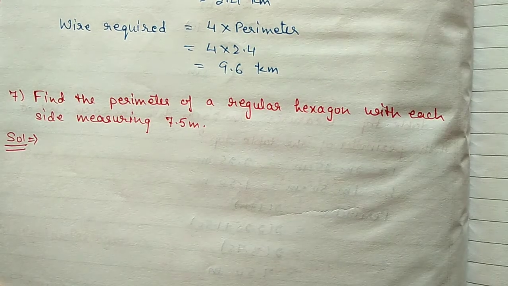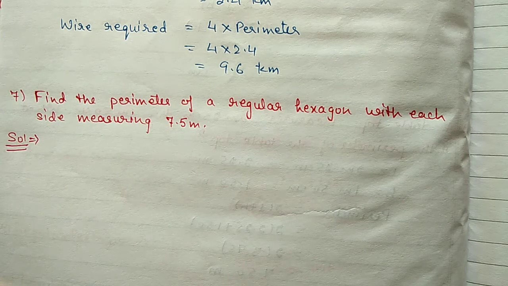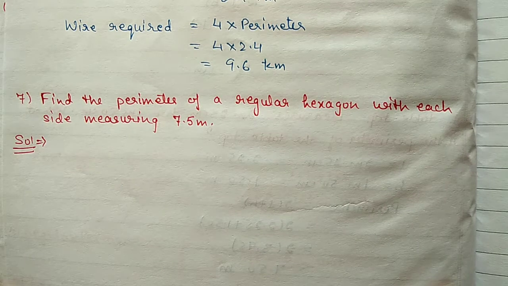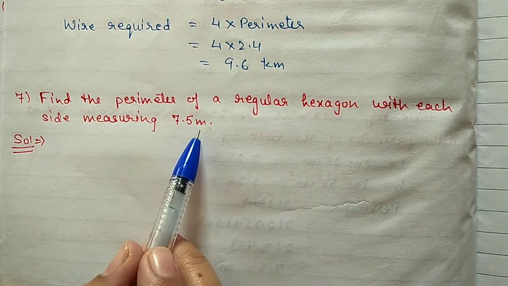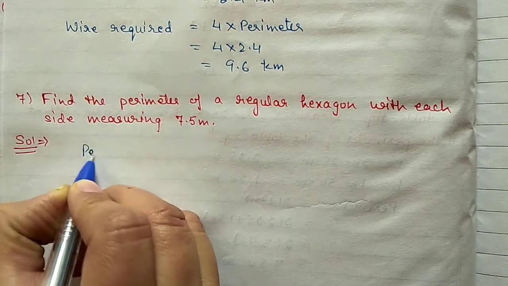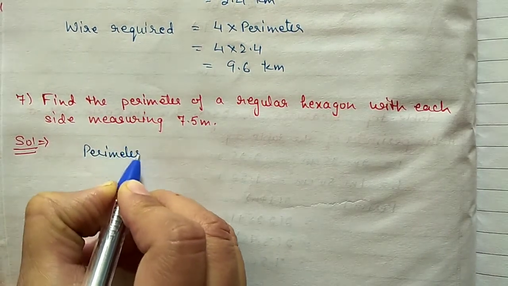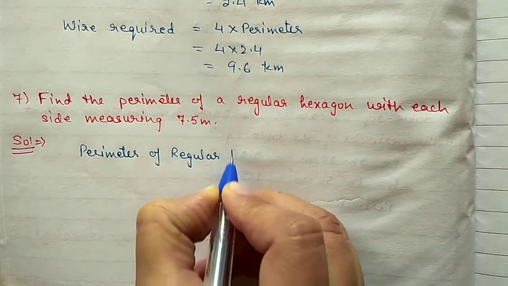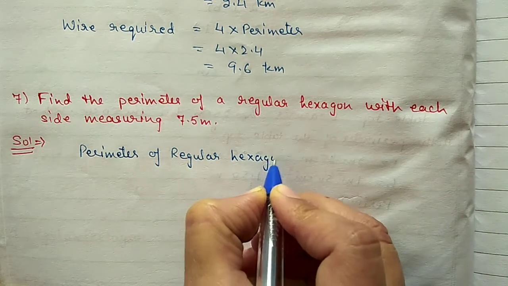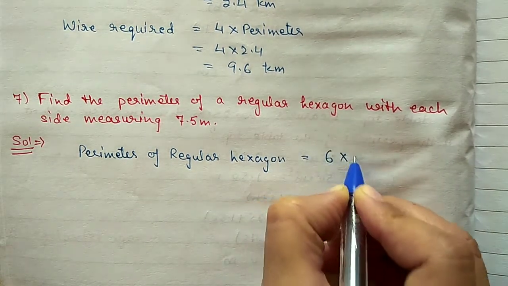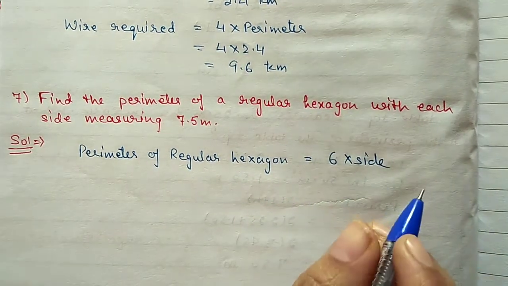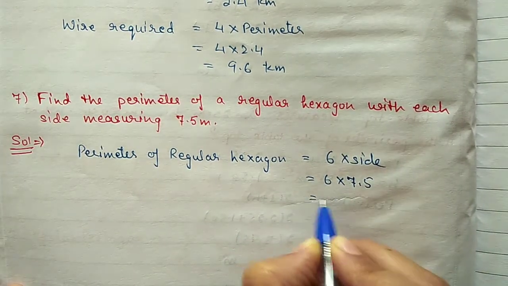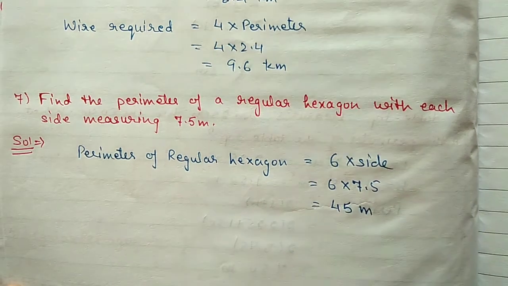Next question number 7. Find the perimeter of a regular hexagon which each side measuring 7.5 meter. So hexagon means which is having 6 sides and all the sides are equal. So perimeter of hexagon is equal to 6 into one side, because all the 6 sides are equal. So 6 into 7.5 meter, which you will get 45 meter.